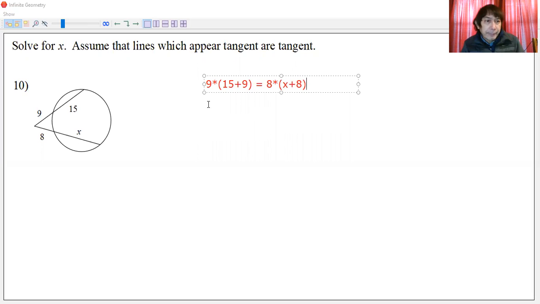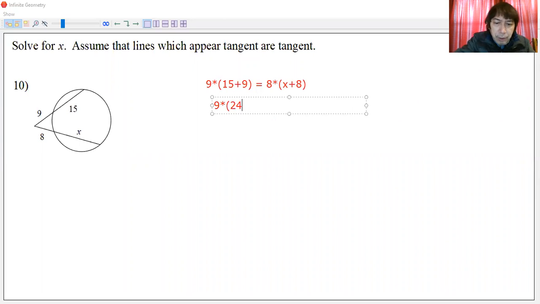So that's 15 plus 9 times the 9 is equal to x plus 8 times the 8. Let's simplify. Let's start with the numbers. We have 9 times 15 plus 9 is 24. This is equal to 8 times x plus 8. This is now divisible by 8. So we have 9 times 24 is equal to 8 times x plus 8. We divide by the 8.